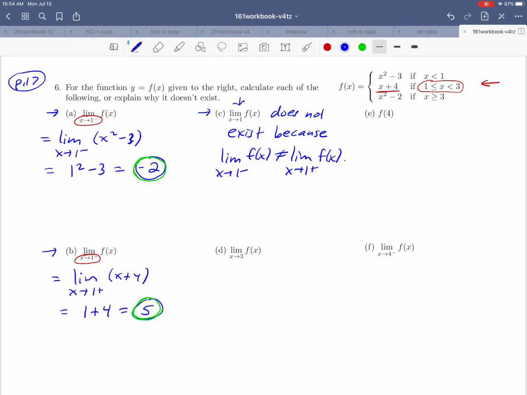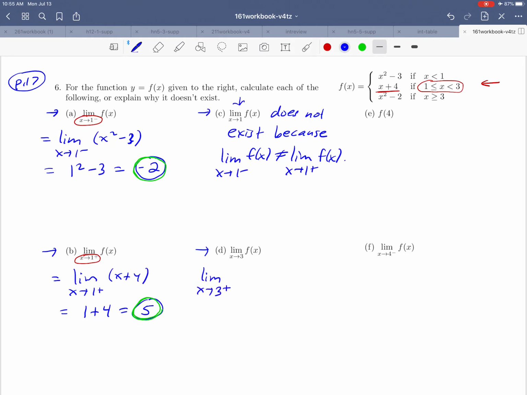Okay, let's see, we are halfway there, and we're looking at D now. So the limit as x goes to 3 of f of x. Notice that that's also a two-sided limit, which means that to answer a question like that, we actually need to first know what's happening on the right and the left-hand side of 3 separately. So we need to do two sub-calculations here.